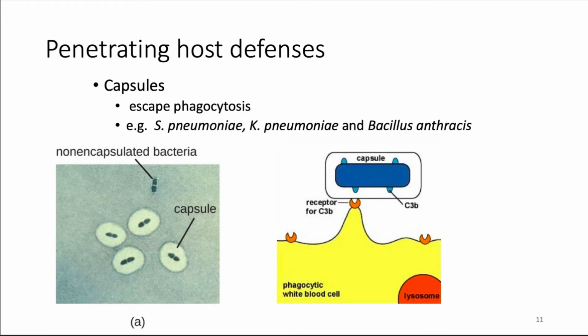So if we're looking at capsules, how the capsule is used to evade host defenses, what it does mainly is that it prevents the activation of complement proteins. Complement proteins are one component of our immune system that helps in fighting foreign organisms. So pathogens that have capsules, for instance, wouldn't have their C3b receptors open for them to attach to the white blood cells and to activate that component of the immune system. So they're able to escape phagocytosis. Examples of such organisms would be Strep pneumoniae, Klebsiella pneumoniae, and Bacillus anthracis.